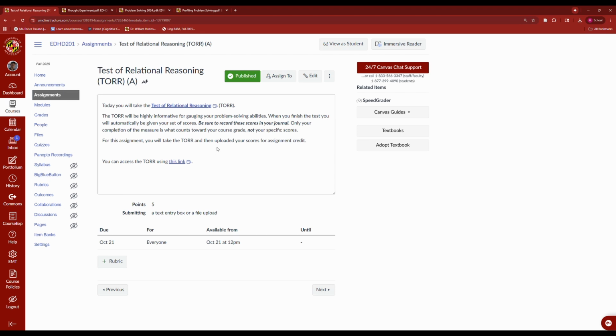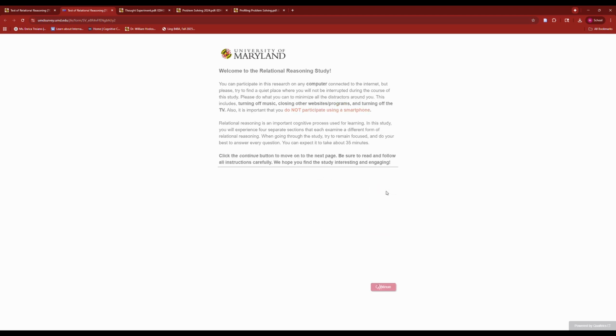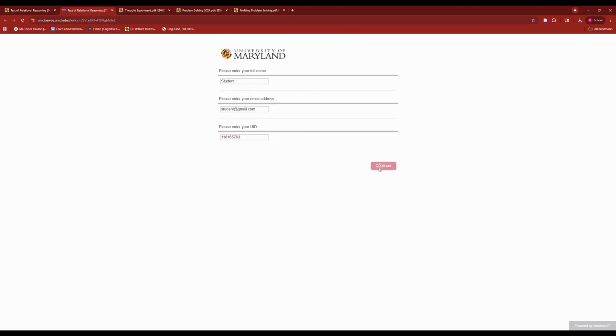When you click the link, it should take you to a page like this. You're going to click continue. I'm just going to walk you through this just so there's no confusion. It's going to ask you to fill in some information, and once that is done, it's going to ask you to take the measure. It's going to be composed of 4 parts.